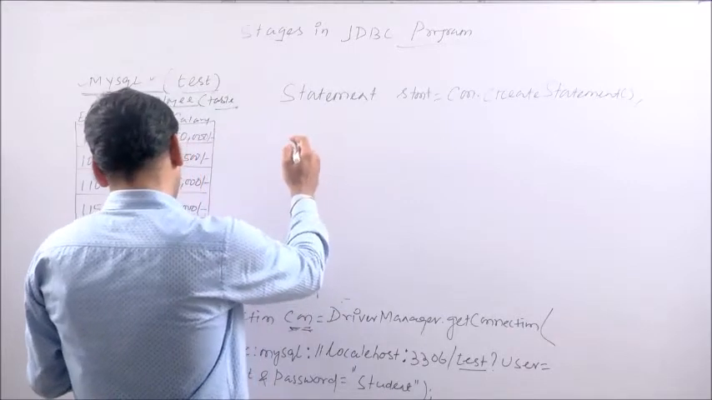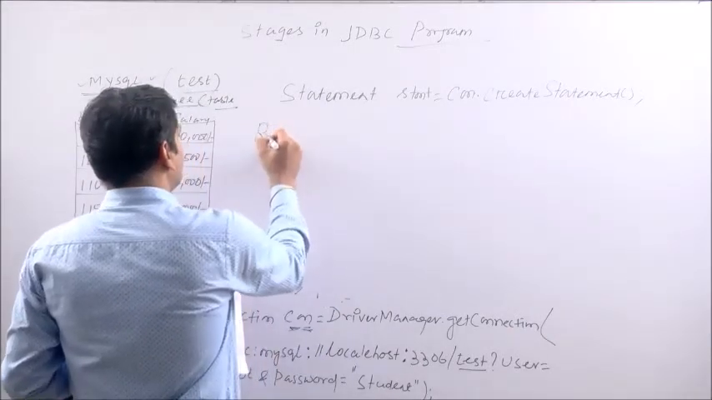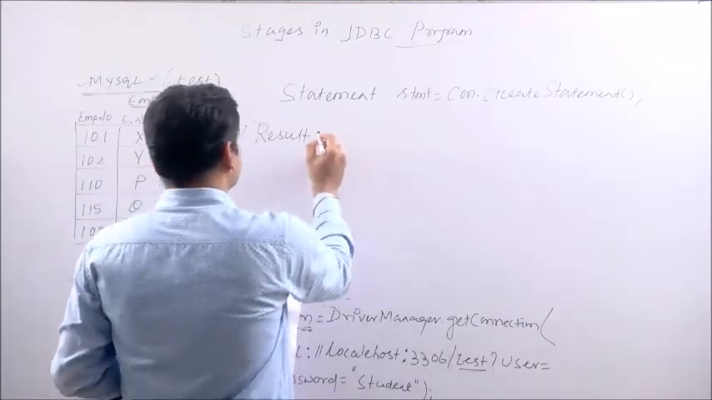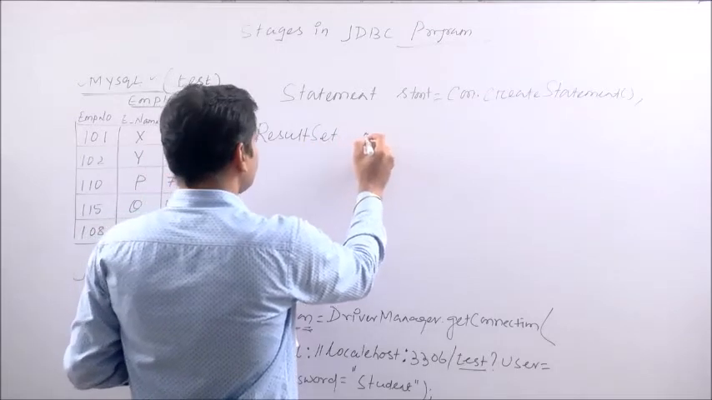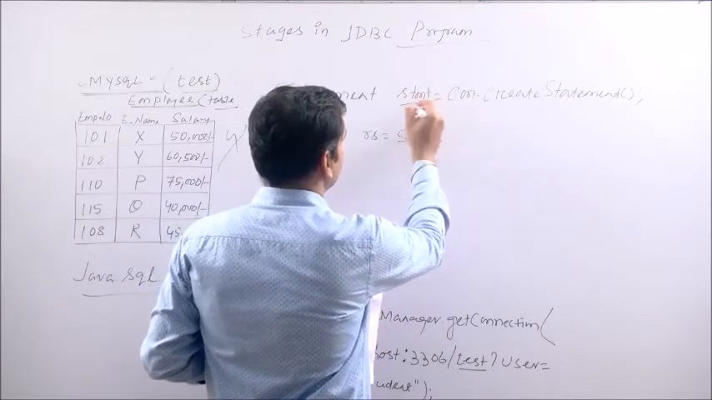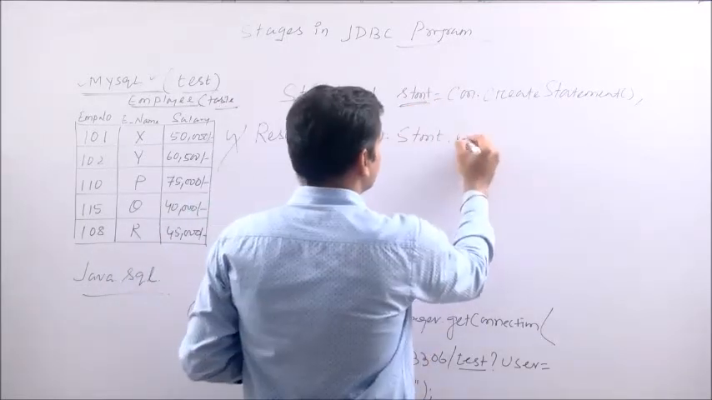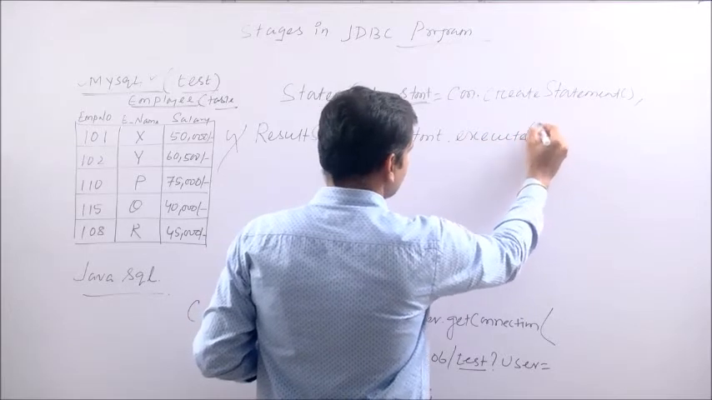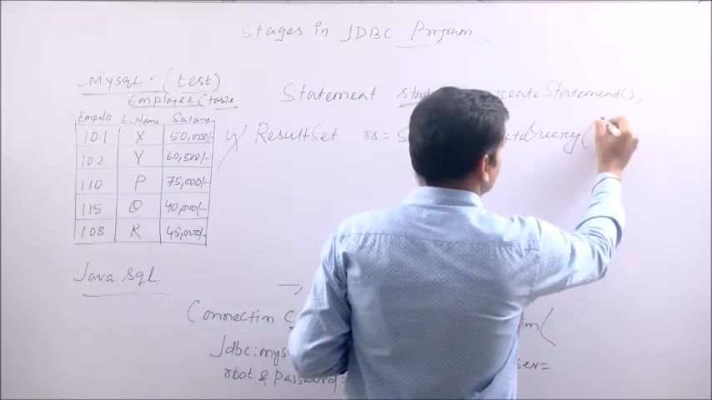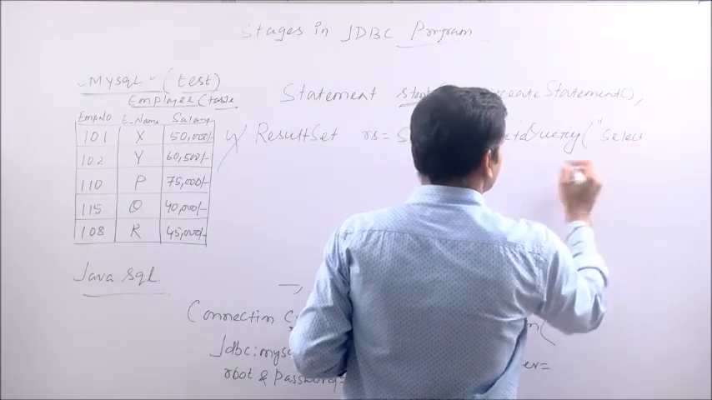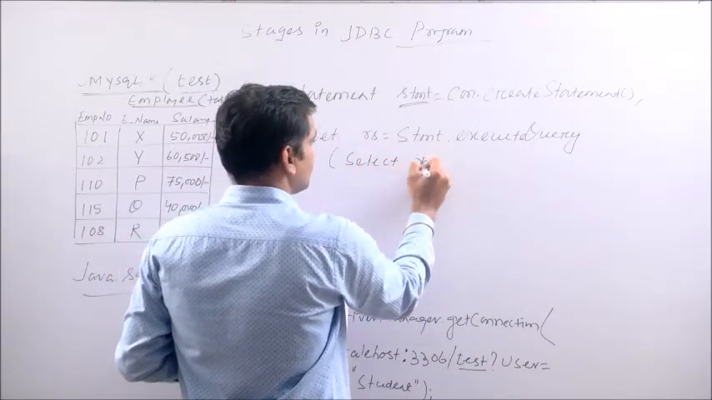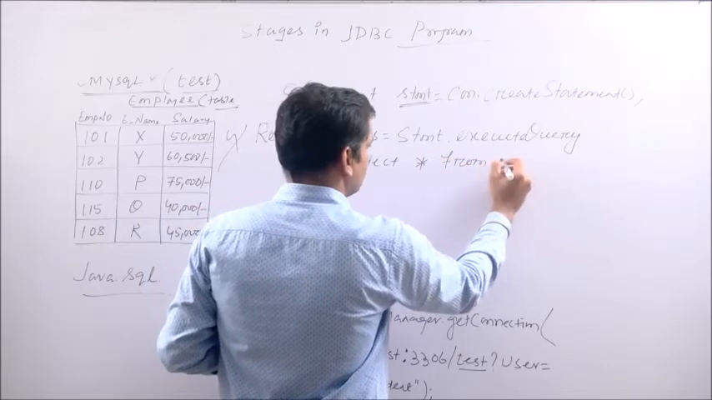Then next is executing the SQL statement. The fourth stage, executing the SQL statement. A statement looks like this: ResultSet rs equals to stmt, the statement object created in the last stage, and executeQuery. There is a method, executeQuery, and the statement is, suppose, select star from employee.